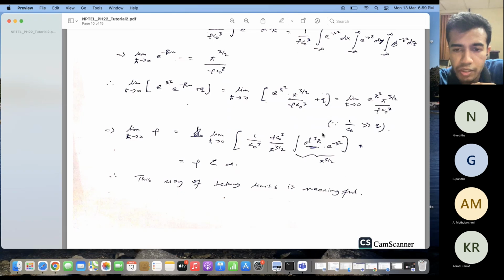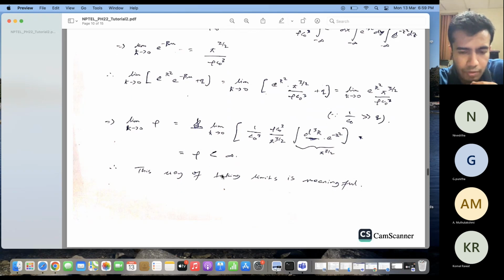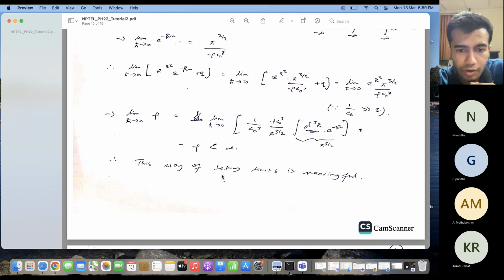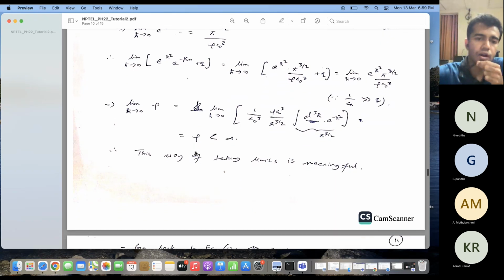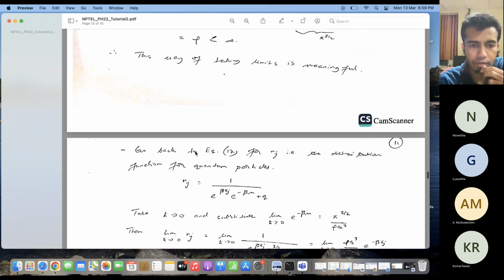So I again get a Gaussian integral over here because the q term had gone away, and this is equal to pi to the power 3 by 2, and so I get rho equal to rho. So this shows that rho does not go to 0 or infinity in this limit. So this way of taking limits is actually self-consistent and hence it is meaningful.